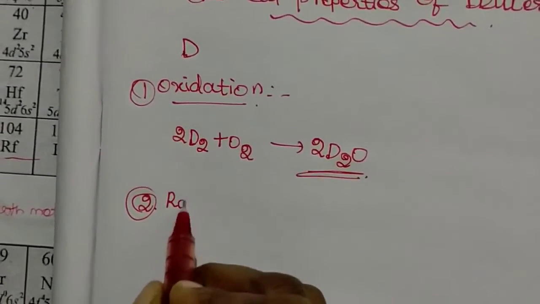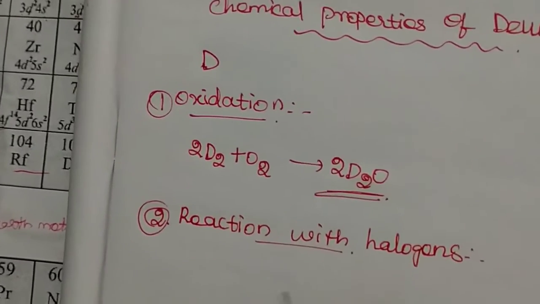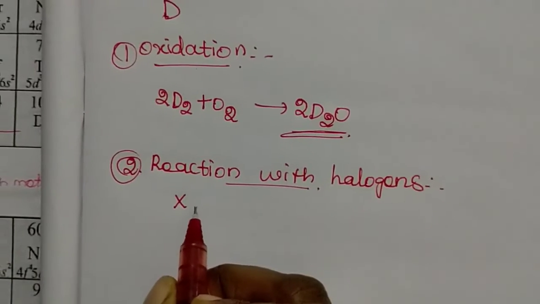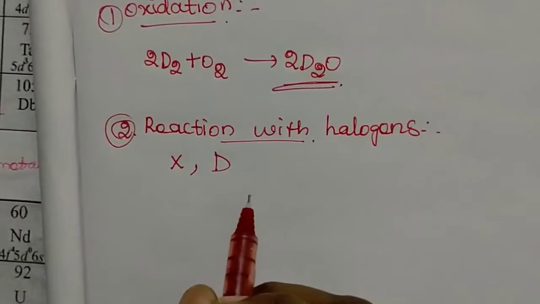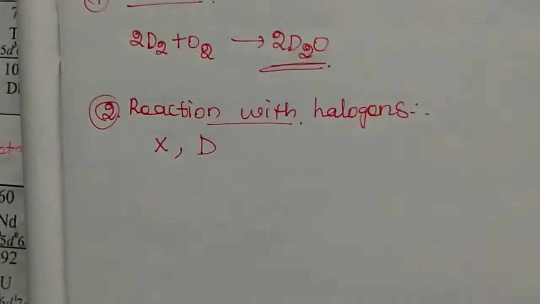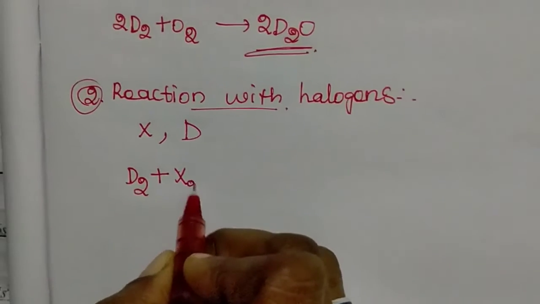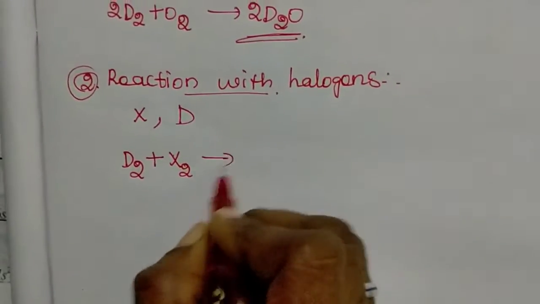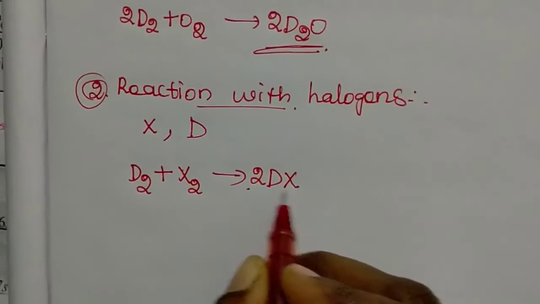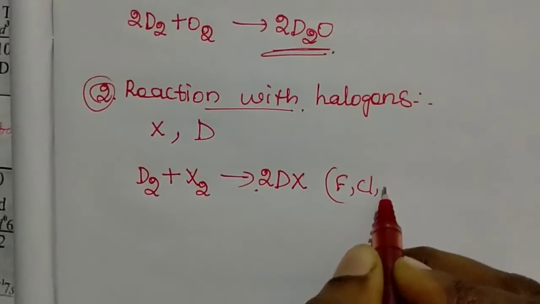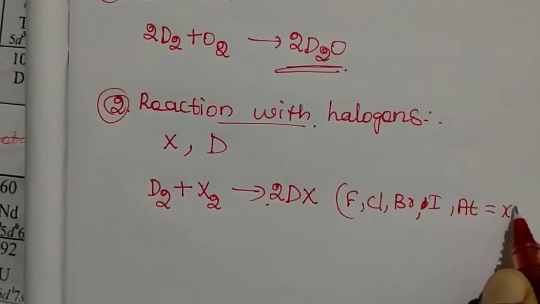The second one, reaction with halogens. What are the halogens you have? Fluorine, chlorine, bromine, iodine. Generally we denote halogens as X and deuterium as D. When deuterium is combined with a halogen, it may produce deuterium halides. A deuterium molecule reacts with a halogen molecule, and the product of this reaction is 2DX, two molecules of deuterium halides. X is fluorine, chlorine, bromine, iodine and astatine.